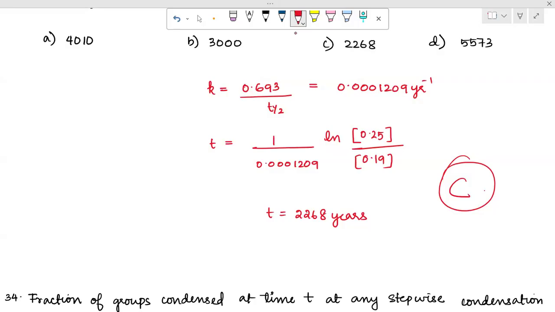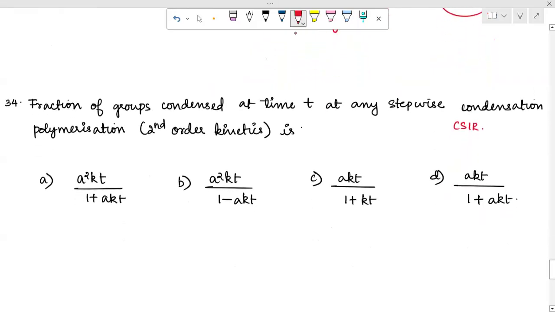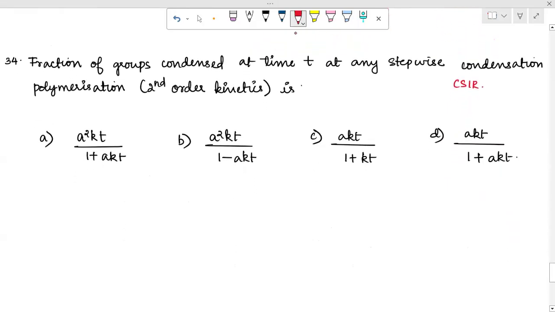Okay. Next question was asked in CSIR. Again, why I had put this question is because now this is actually related to polymer. I had already mentioned that when you learn chemical kinetics, the applications of chemical kinetics comes in certain other chapters like photochemistry, polymer chemistry, and surface chemistry. So this is actually a question from polymer, but then you need not know anything about polymers to solve this problem. So let's start.